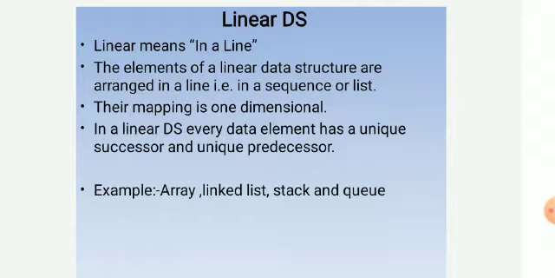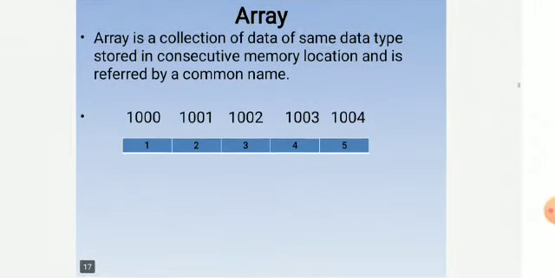How can I write the linear data structure for the array? int no[5] = {10, 20, 30, 40, 50}. So this array is the best example for the linear data structure. For the linear data structure, the data element has a unique successor and a unique predecessor. So the best examples for the linear data structures are what? Array, linked list, stack and queue. Afterwards we have to learn the linked list, stack and queue in the next lectures.